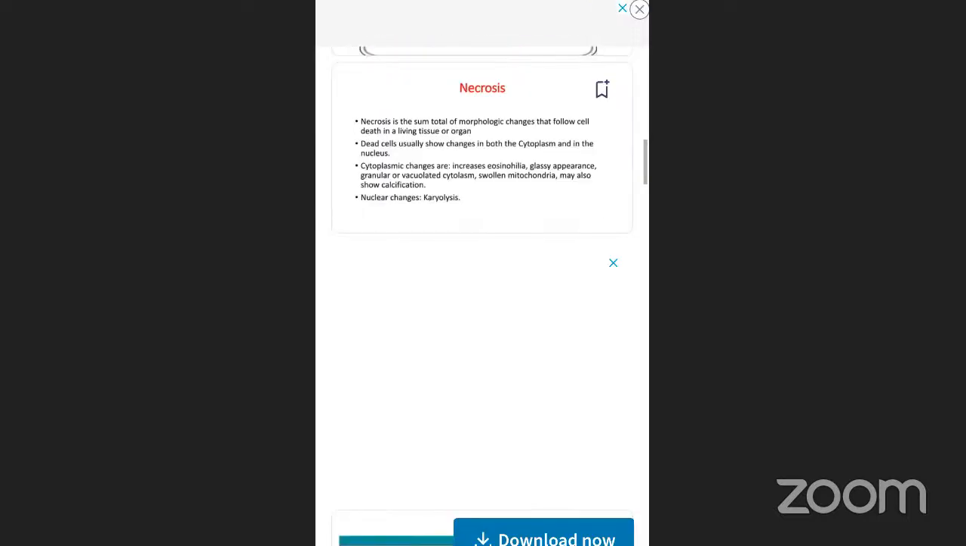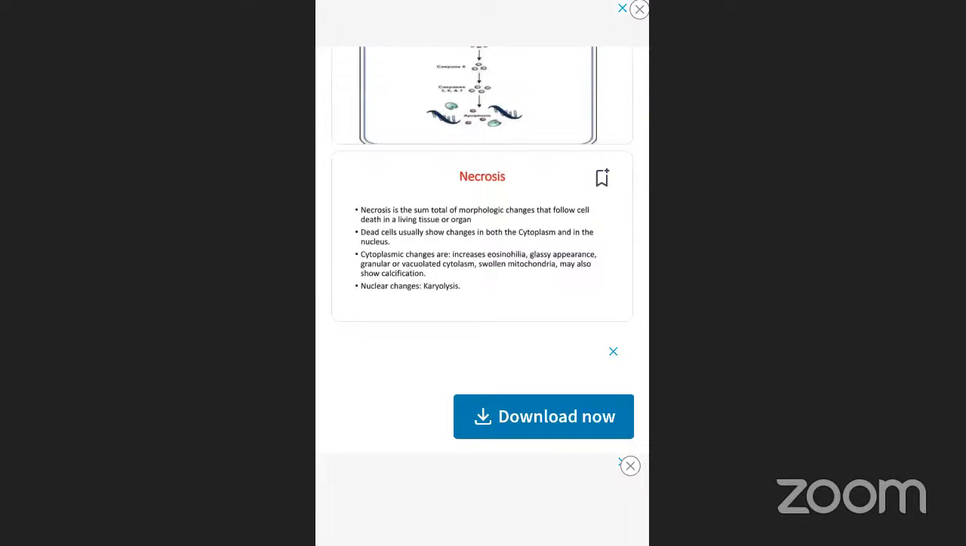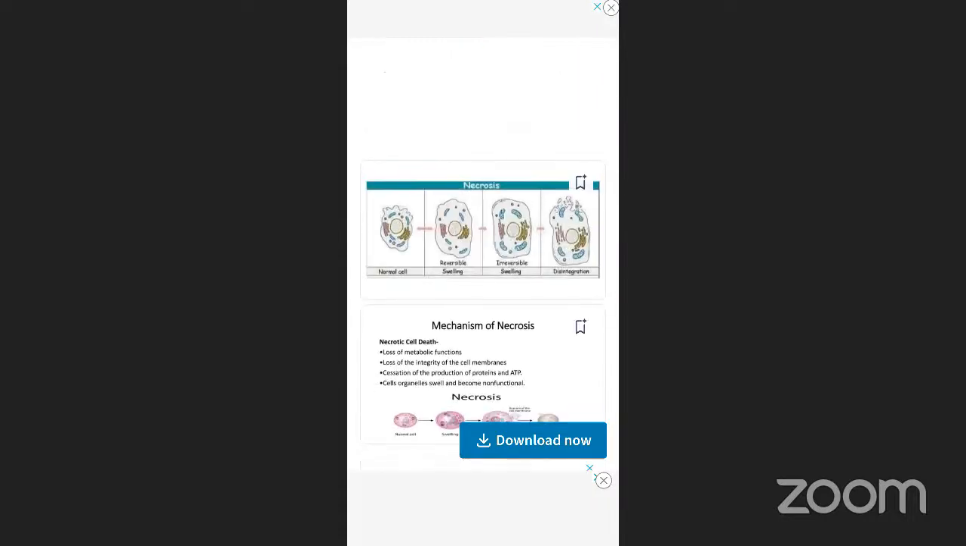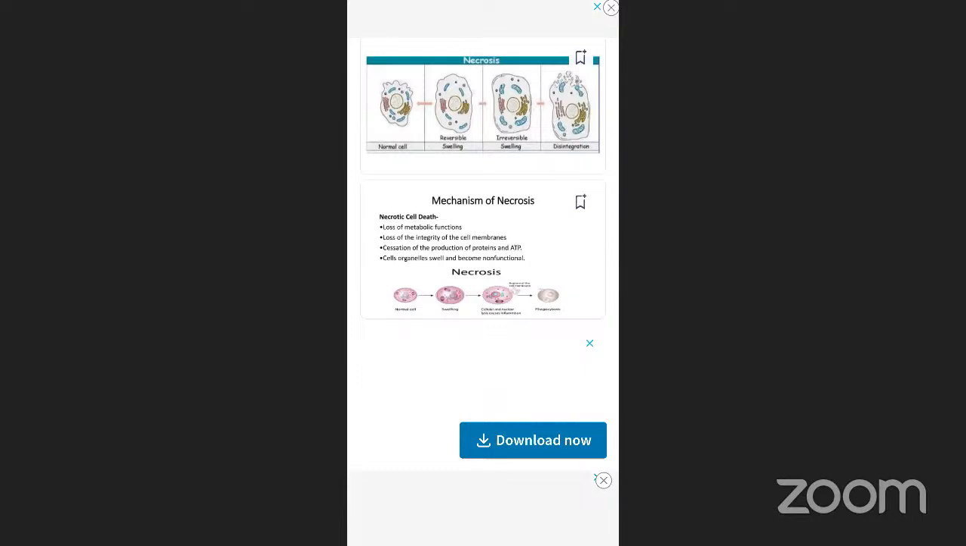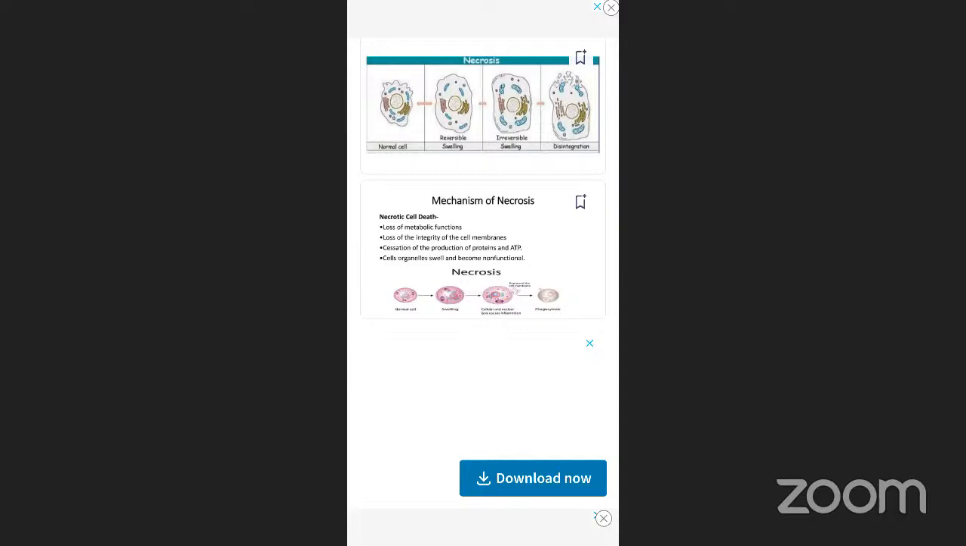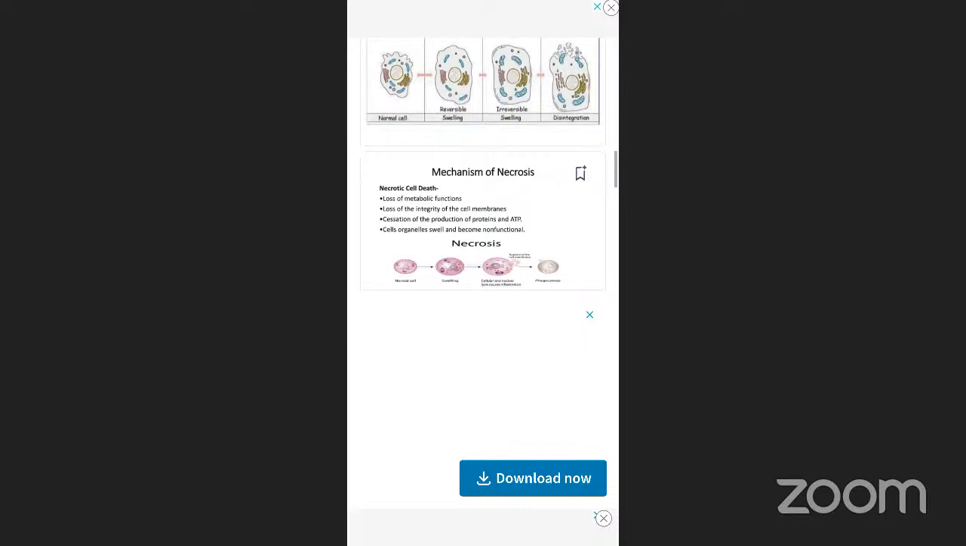Necrosis is also a type of cell death. It is the sum total of the morphological changes that follow cell death in living tissue of an organism. Dead cells usually show changes in both the cytoplasm and the nucleus. Cytoplasmic changes include increased eosinophilia, glassy appearance, and increased granularity. Different mechanisms of necrosis are involved: loss of metabolic functions, loss of integrity of the cell membrane, cessation of the production of proteins and ATP, and cell organelles swell and become non-functional.